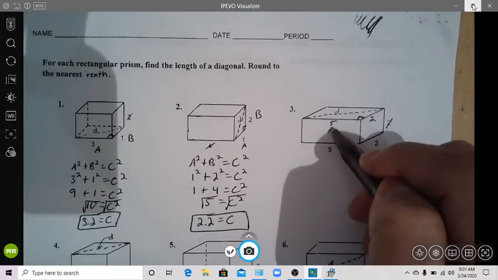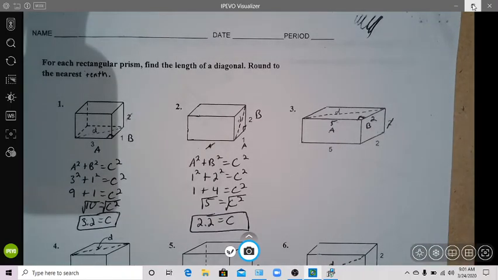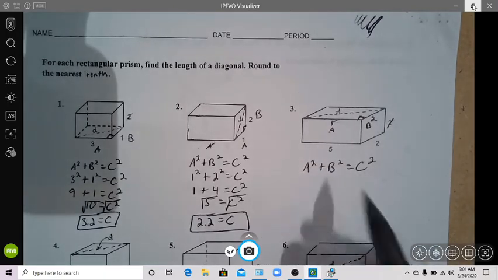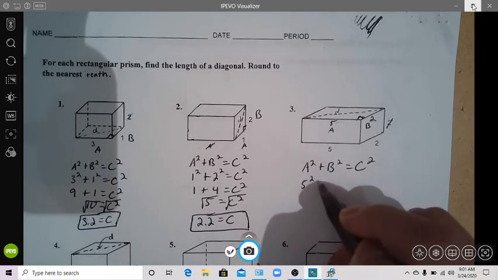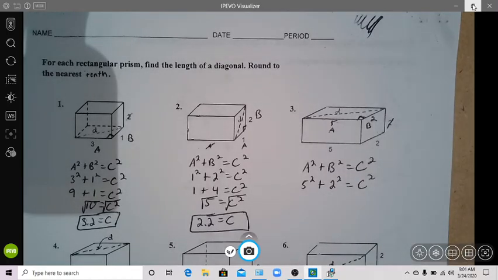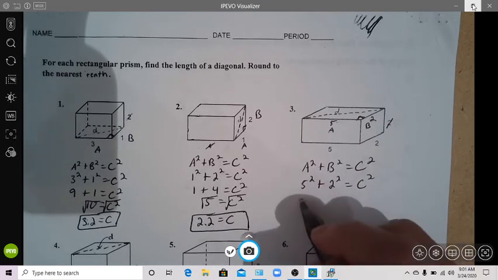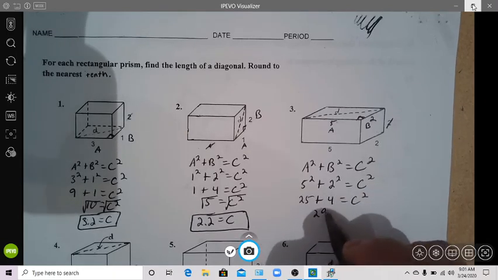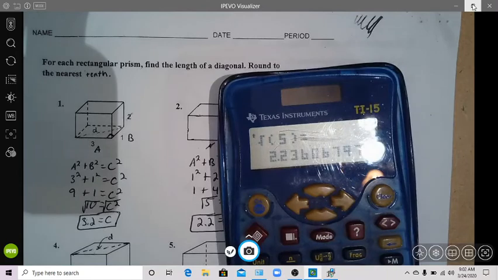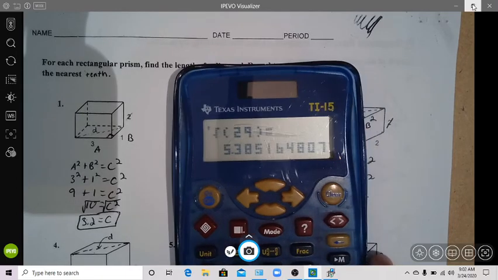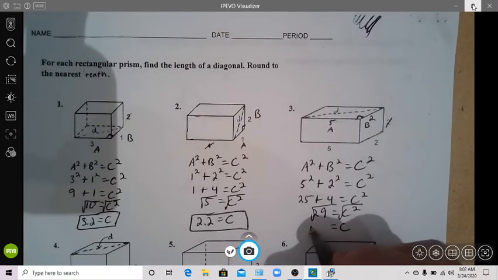So this will be your A, this will be your B, or vice versa, switch them around. So you have A squared plus B squared equals C squared. Let's plug in. A is 5, so 5 squared, plus B is 2, so 2 squared, equals C squared, which is that diagonal side D. 5 squared is 25. 2 squared is 4. Add them up: 25 plus 4 is 29 equals C squared. The last step is you're going to take the square root. So the square root of 29 is 5.38. We're going to round it to the tenth and say 5.4. So C is 5.4.